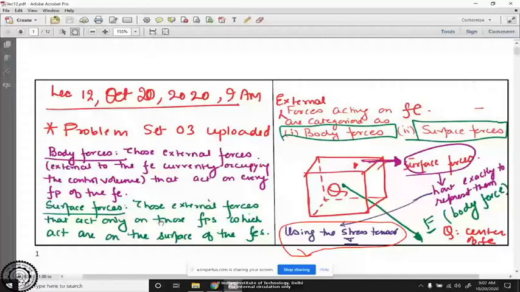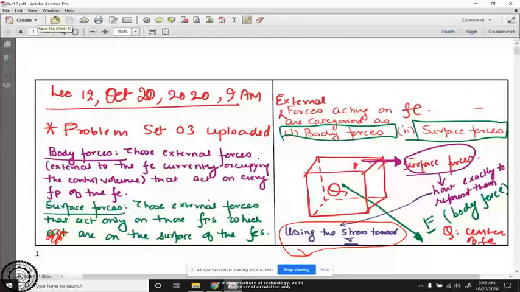Whereas surface forces are those external forces that act only on those fluid particles which are on the surface of the fluid element. And who exerts these surface forces? The fluid particles in the neighborhood of our fluid element, which are not part of this fluid element. They are exerting those forces on the fluid particles of our fluid element which are on the surface.